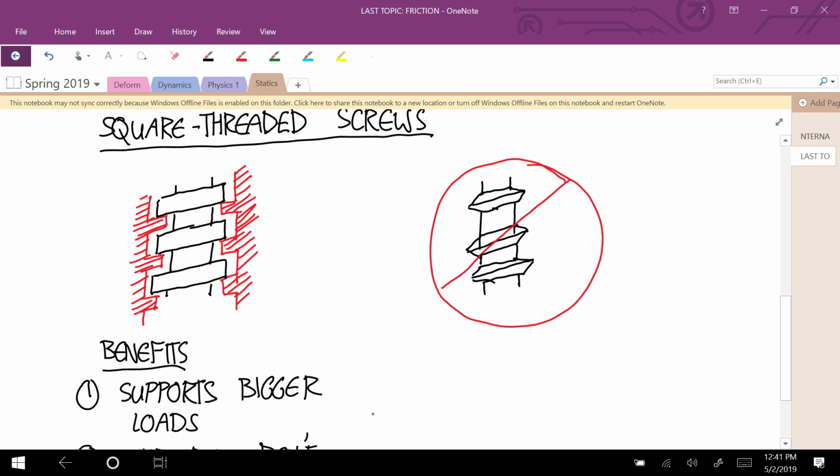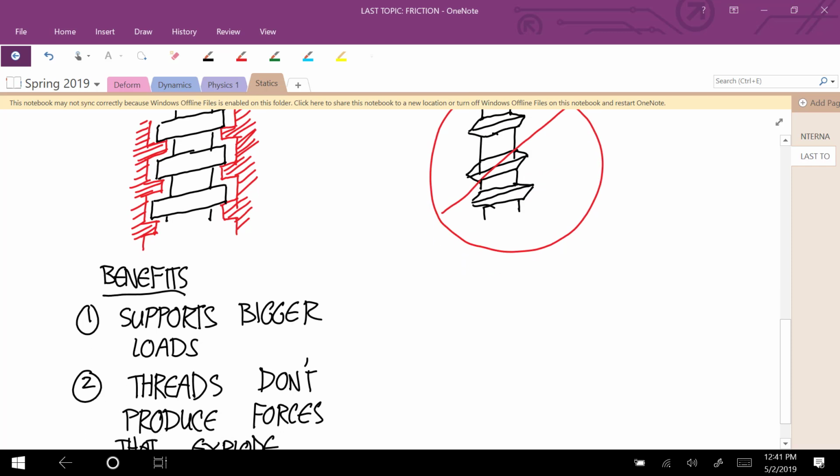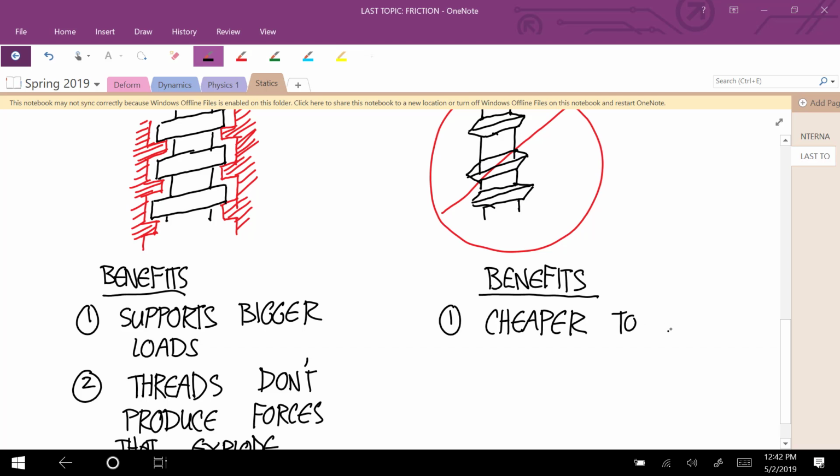So why would you ever use these standard ones? They're just cheaper and easier to make. Well, for wood, yeah. Cheaper to make, faster to make, maybe those are the same thing. But if you want to do something where big loads are going to be supported, you need to use square threads.